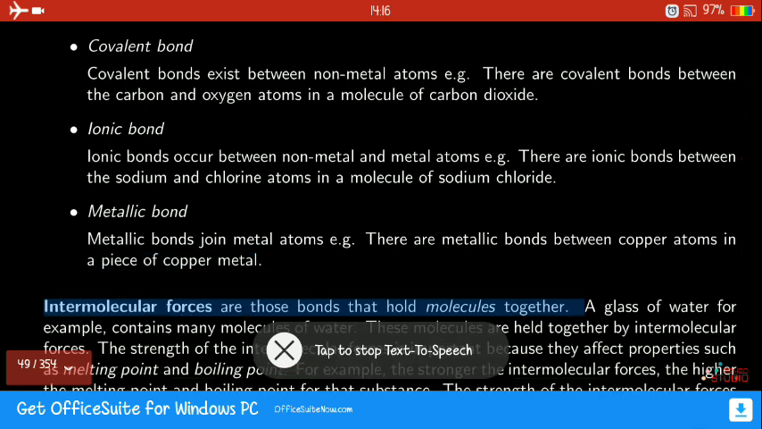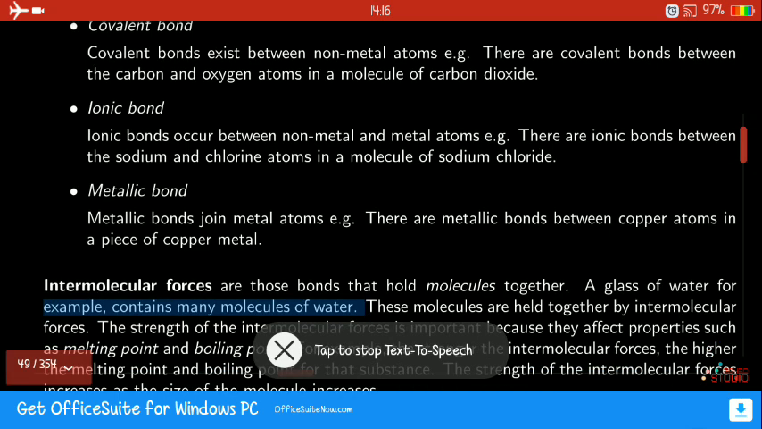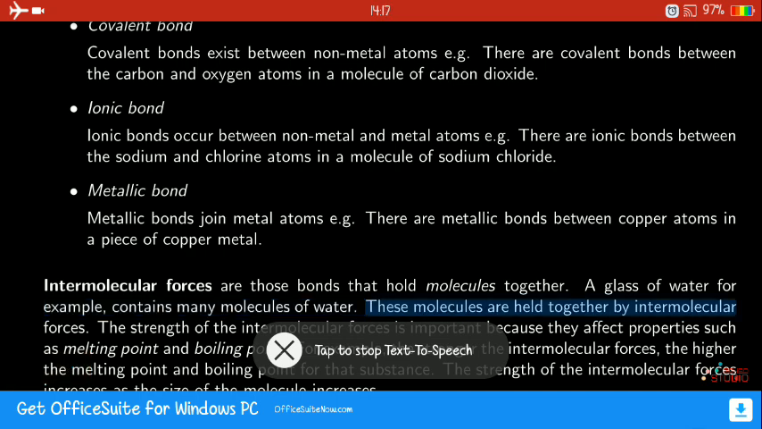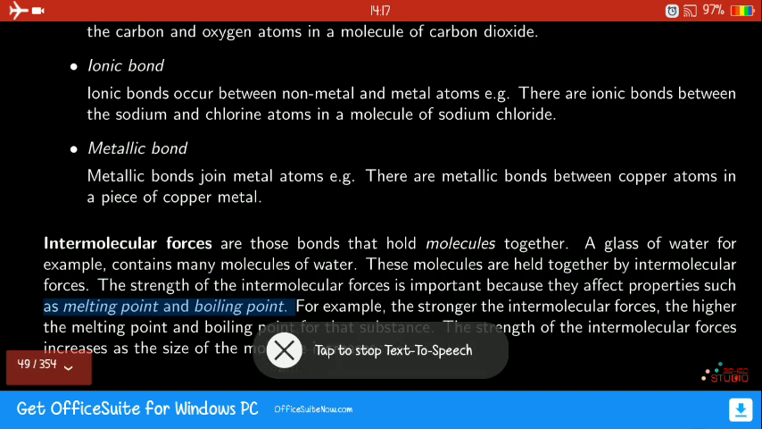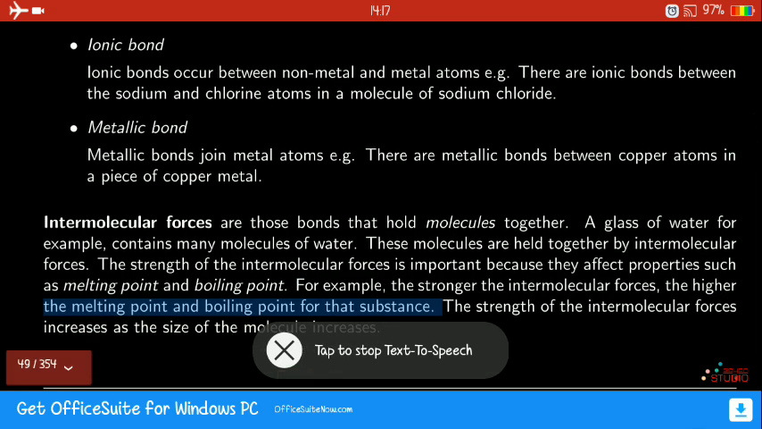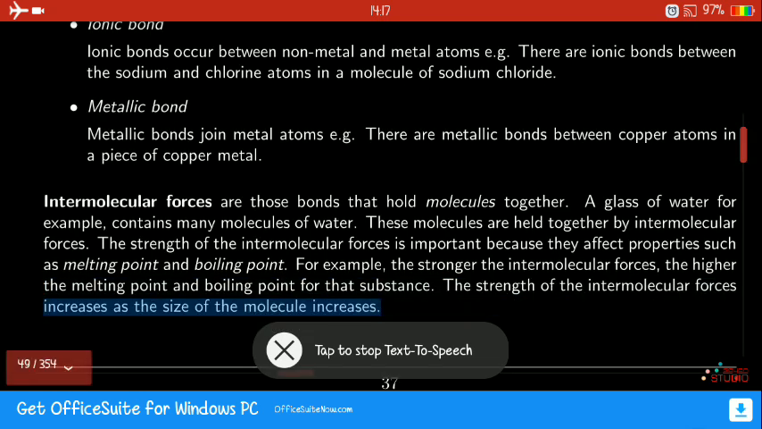Intermolecular forces are those bonds that hold molecules together. A glass of water, for example, contains many molecules of water. These molecules are held together by intermolecular forces. The strength of the intermolecular forces is important because they affect properties such as melting point and boiling point. For example, the stronger the intermolecular forces, the higher the melting point and boiling point for that substance. The strength of the intermolecular forces increases as the size of the molecule increases.